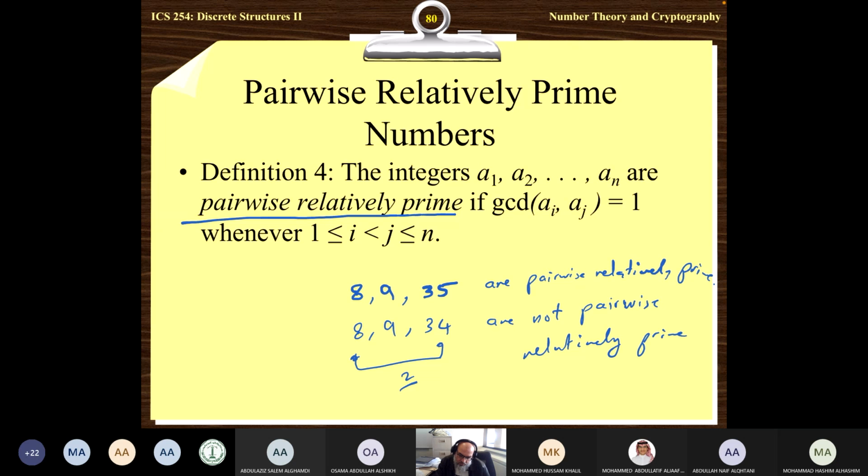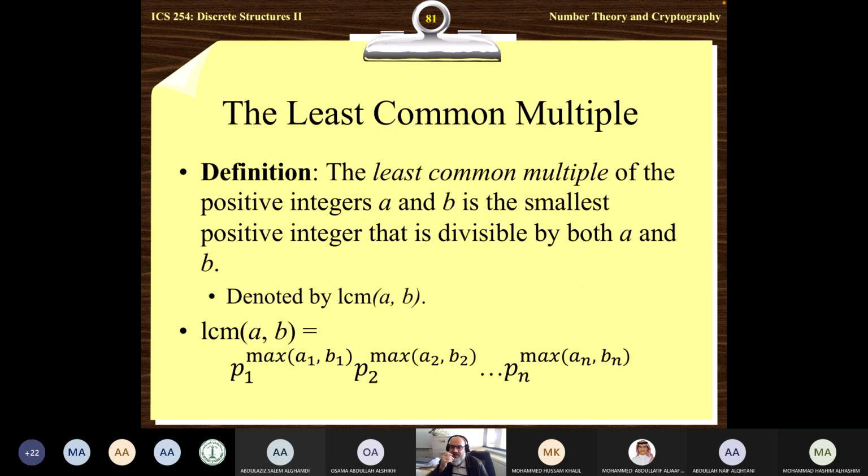Fine. Okay, the least common multiple. Well, the least common multiple of positive integers a and b is the smallest positive integer that is divisible by both a and b. This is called the least common multiple.